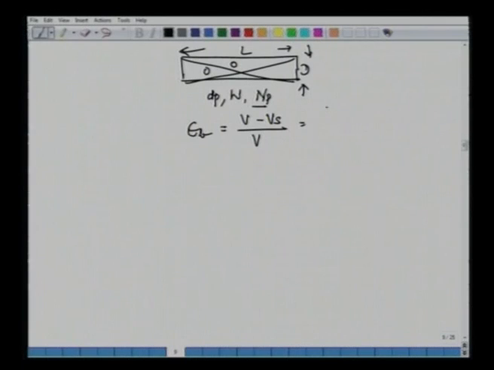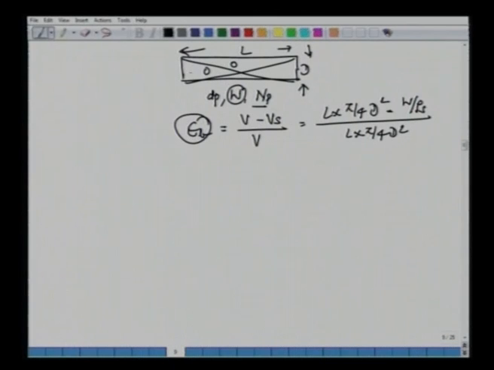V is nothing but L into pi by 4 D square. Vs, the total weight is W. Let's say the solid density is rho s. So this is the total volume of the solid, with bulk density rho s, over L pi by 4 D square. We know essentially how we have packed the bed, which gives the bed porosity: the empty spaces between the solids through which this gas flows from one direction to another.